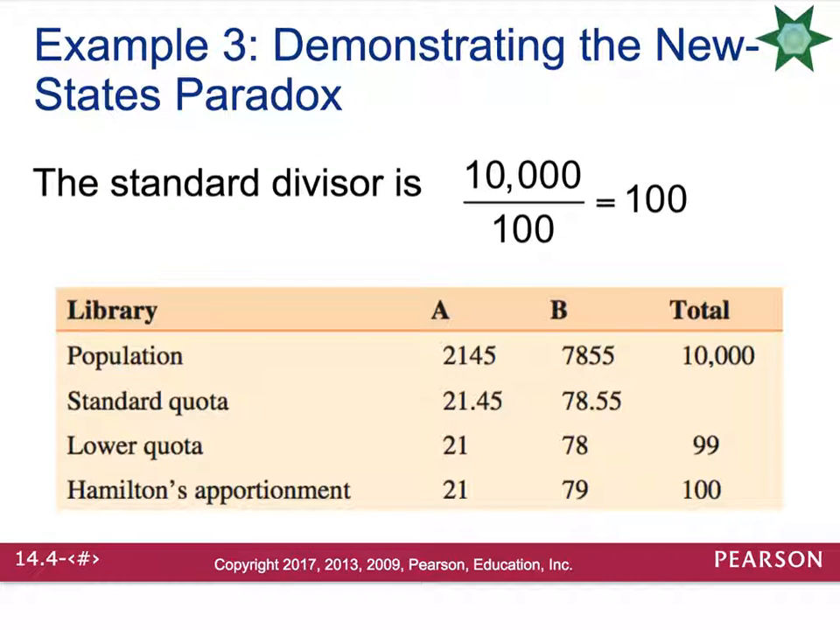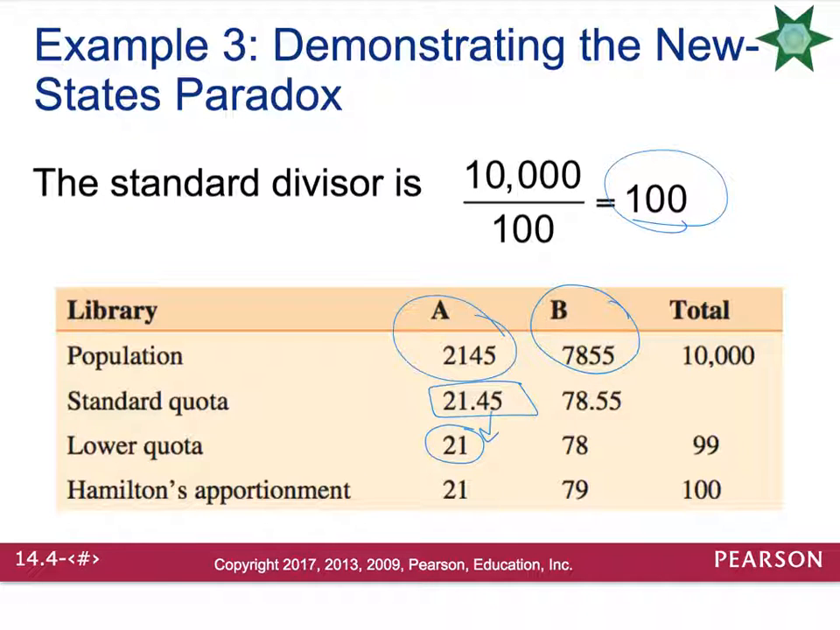So we have to find our standard divisor, which was the 10,000 divided by 100, which equals 100. So they told us our population was 10,000. The population of Library A is 2,145. The population of Library B is 7,855. Take each of those numbers divided by your standard divisor. So 2,145 divided by 100 is 21.45. And remember, Hamilton says to round down to 21.